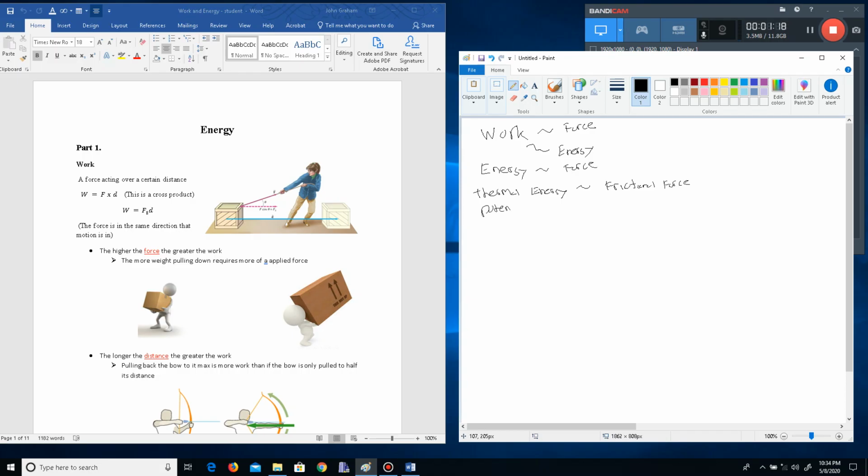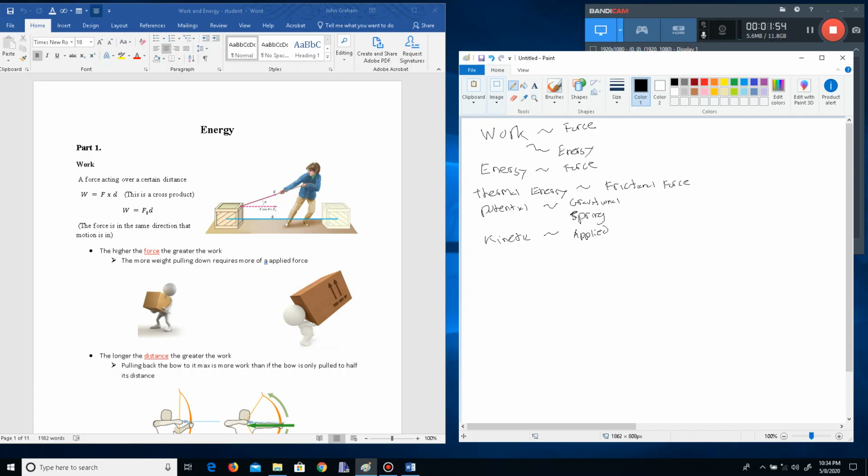Potential is going to be connected to gravitational, in the case of gravity potential, and it's going to be connected to spring force in the case of elastic potential. And then kinetic is connected to just like an applied force, and then like electric energy is connected to electrical force, and so on. Nuclear energy would be connected to nuclear forces.